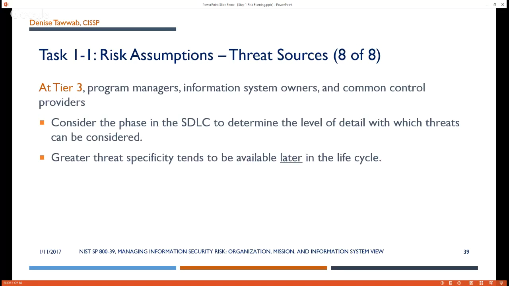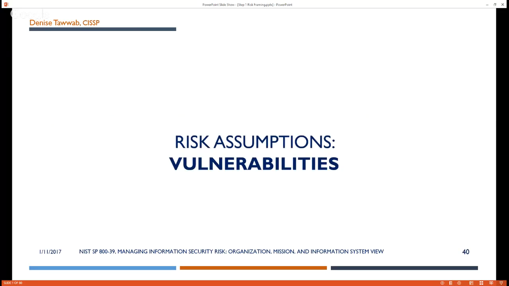At tier three, the system tier, information system owners and common control providers consider the phase in the systems development lifecycle to determine the level of detail with which threats can be considered, and understanding that greater threat specificity tends to be available later in the system development lifecycle. The next risk assumption concerns vulnerabilities.